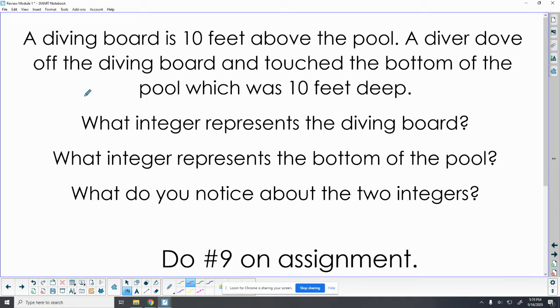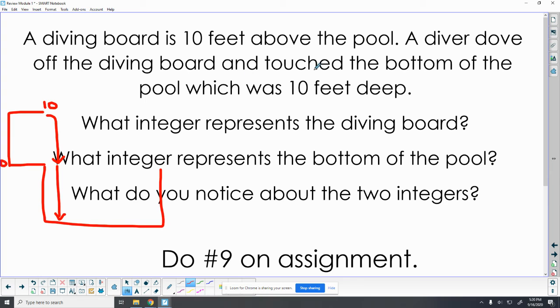Okay, number 9, we have a diving board that is 10 feet above the pool. So out here, I'm just going to help us with a little picture. So here is our cement, and we're going to call that 0. And then up here, we've got a diving board that is 10 feet above 0. A diver dove off the diving board, so they're going down, and they touched the bottom of the pool here. So they went down and touched the bottom. And it says the bottom of the pool was 10 feet deep.